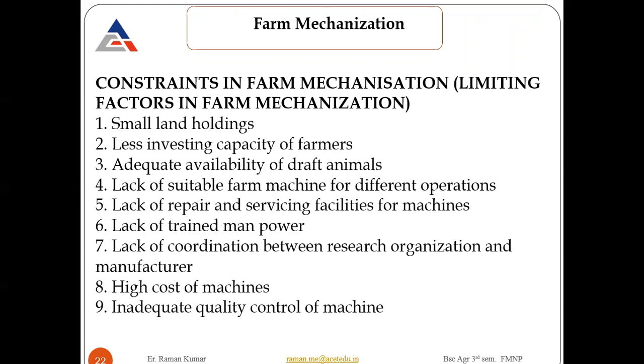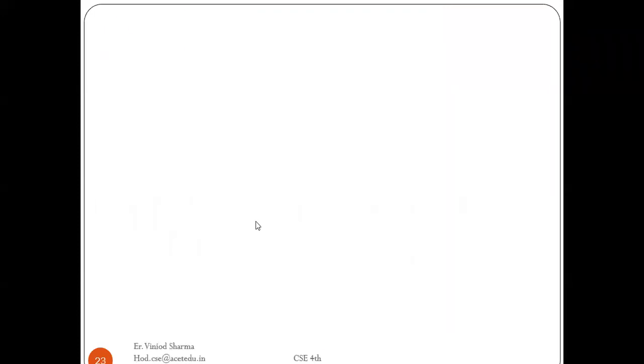Okay. High cost of machines, inadequate quality control of machines. Okay, so these are all the constraints in farm mechanization, because of which we cannot increase productivity. So these are the constraints in farm mechanization.